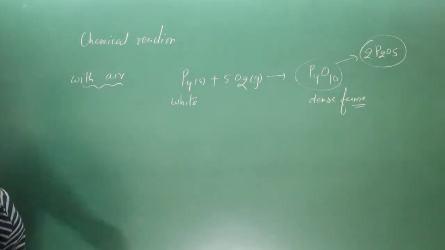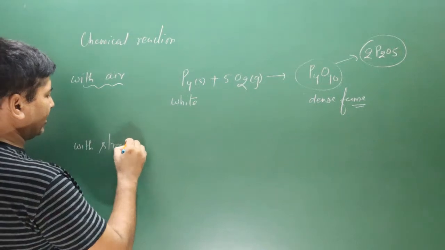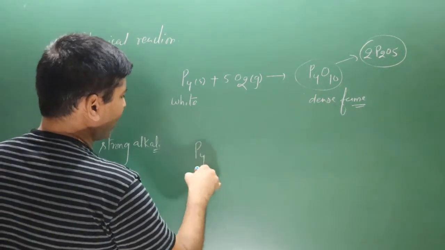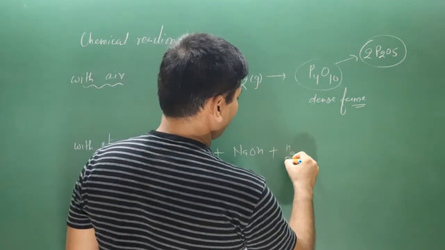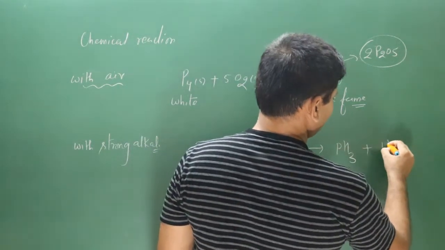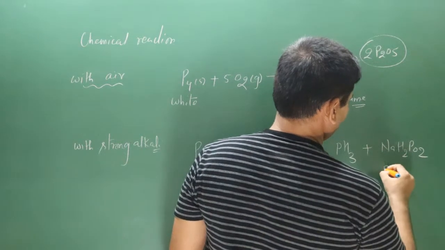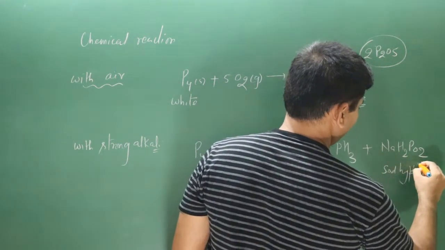Now the next chemical reaction we have: it also reacts with a strong alkali such as sodium hydroxide. We have white phosphorus reacting with sodium hydroxide in aqueous medium. Let's say water is also present. It produces phosphine and another substance, NaH2PO2. It is known as sodium hypophosphite.